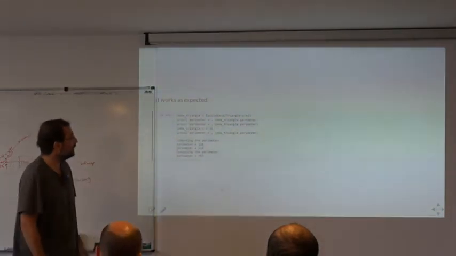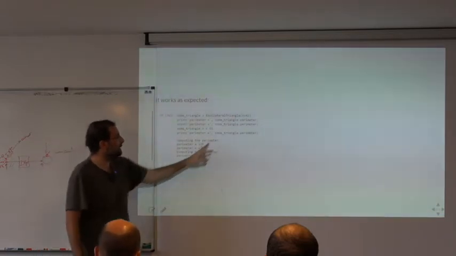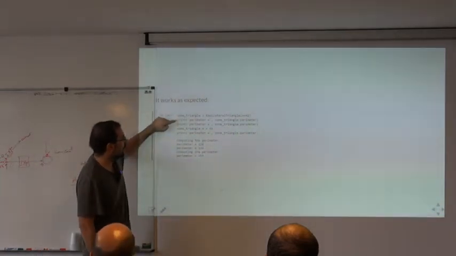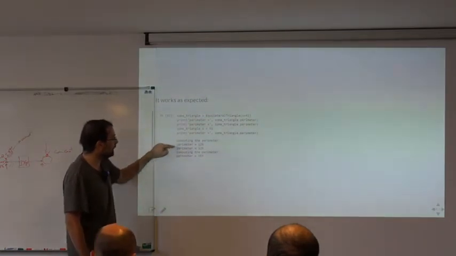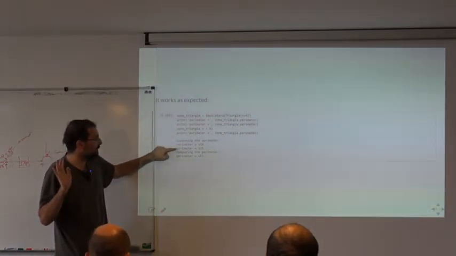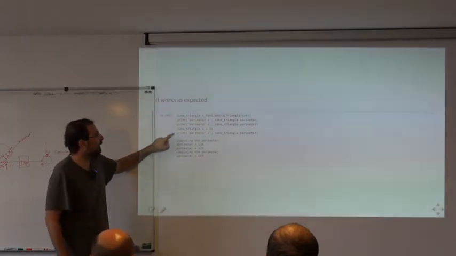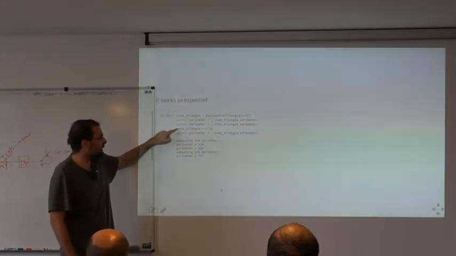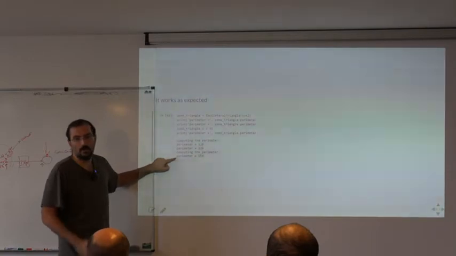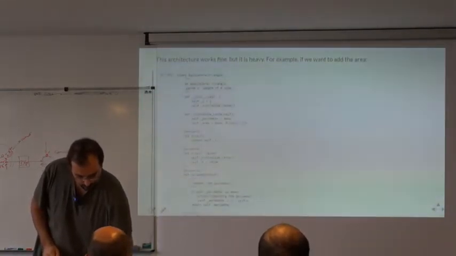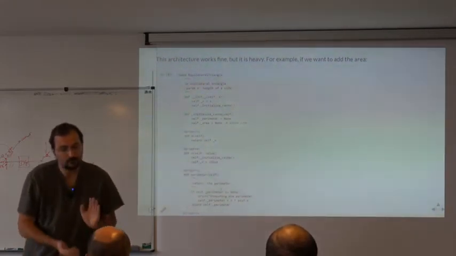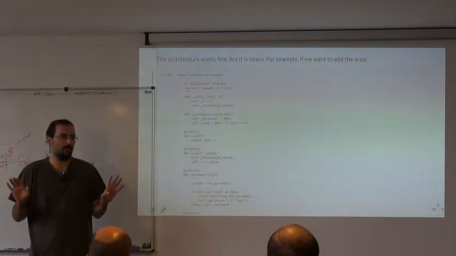Okay, so now it works as expected. When I define my triangle, the perimeter is computed. Then I ask the perimeter a second time, it is not computed. I change the value of x and I ask the perimeter again, it's computed and has the good value. So this works perfectly fine.